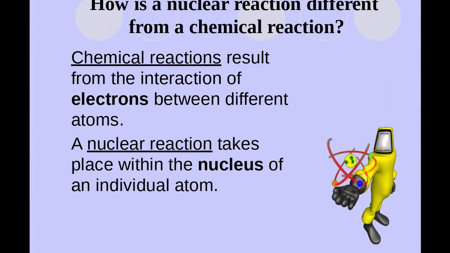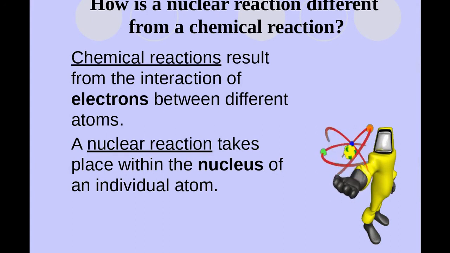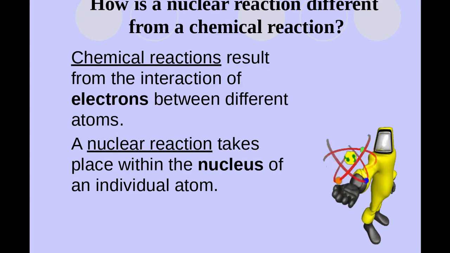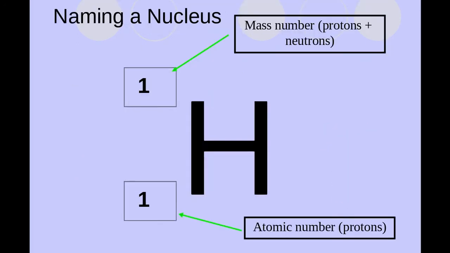So how is a nuclear reaction different from a chemical reaction? Well, as we stated earlier, a nuclear reaction takes place within the nucleus of an atom, whereas chemical reactions result from the interactions of electrons. As you can see in the illustration to the right, the nucleus is made up of those green and yellow particles, whereas the electrons would be on those outer rings.